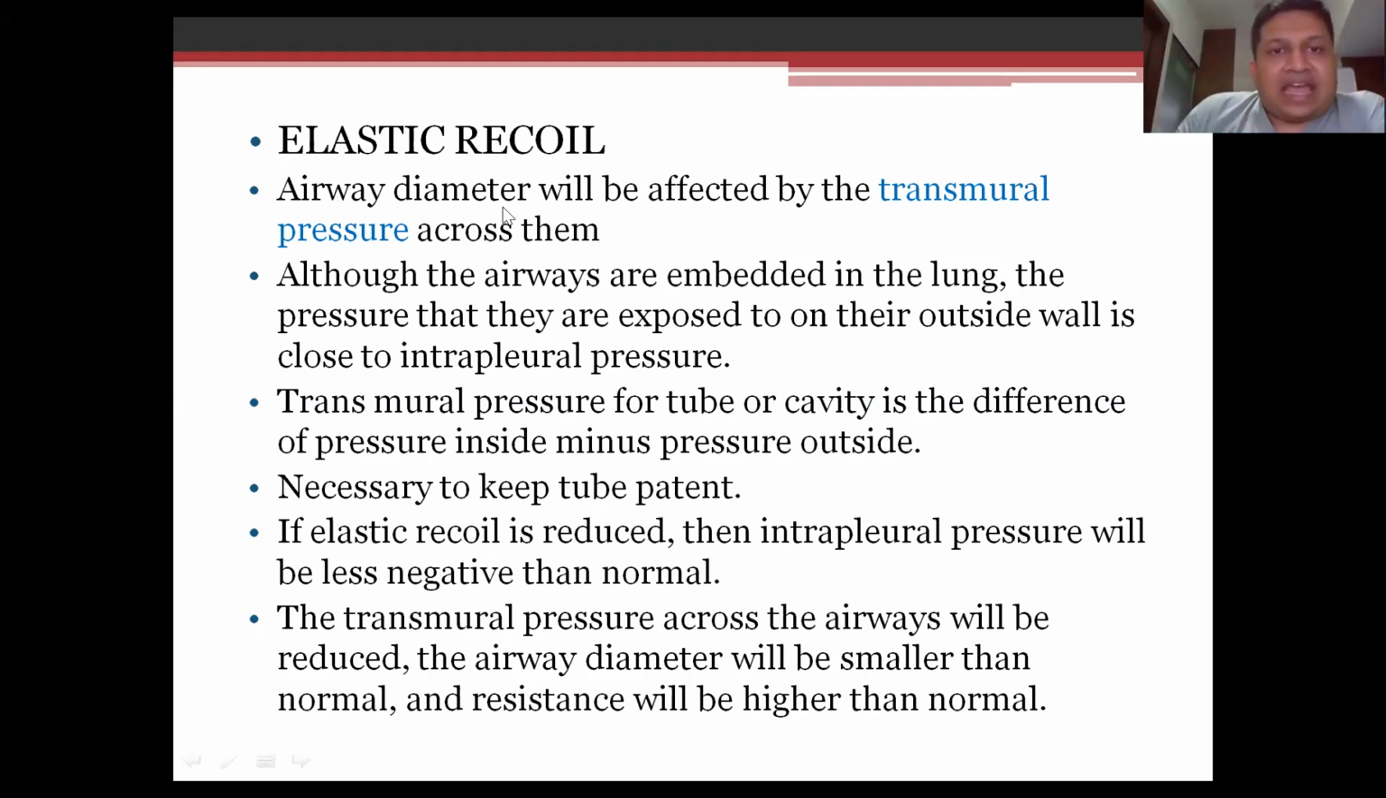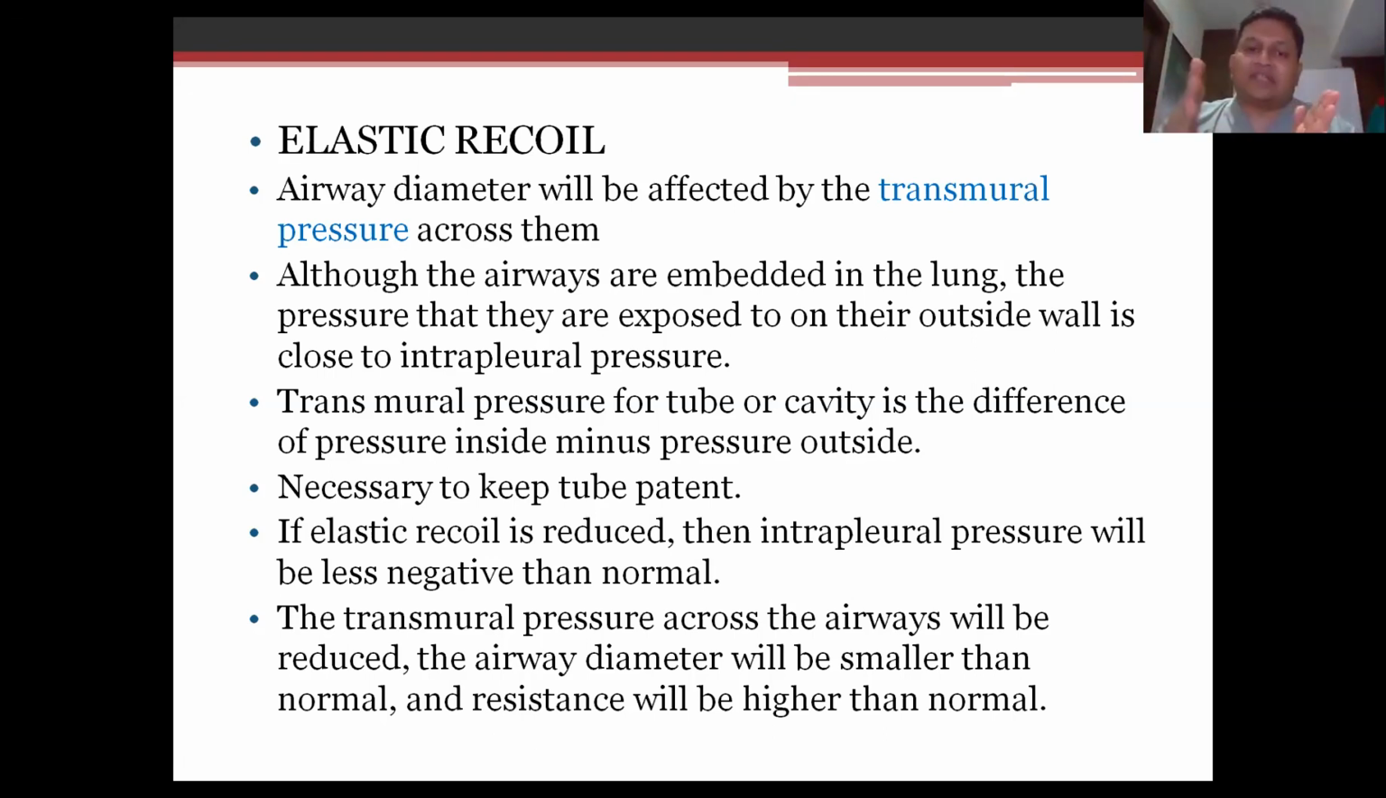So airway diameter will be affected by the transmural pressure. The transmural pressure is the same pressure difference, but it is inside the airway. That intra-alveolar and intrapleural difference that we called the transpulmonary pressure. But mural means the musculature of your tube. So inside the tube and outside the tube, there is a different pressure during inspiration and expiration.